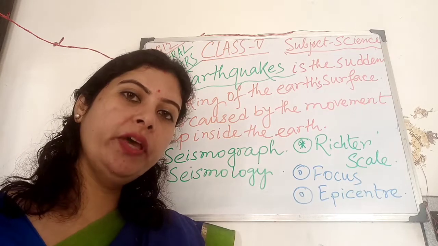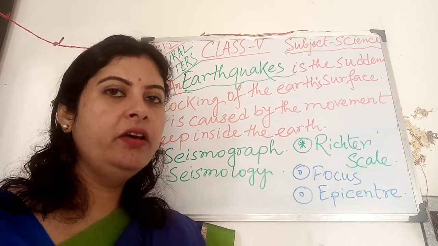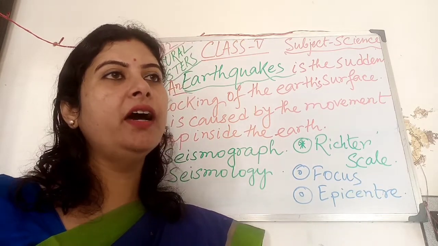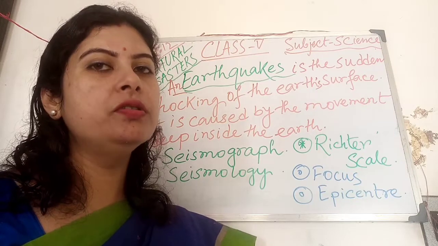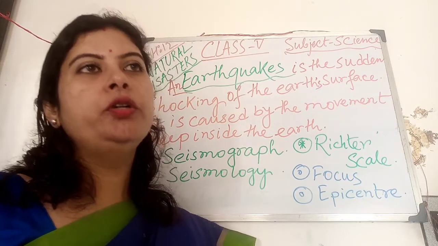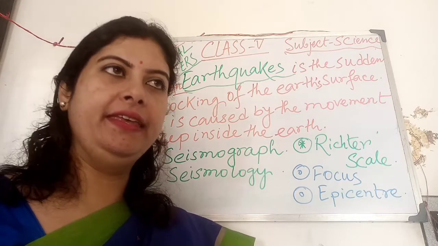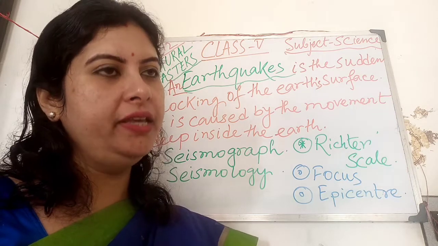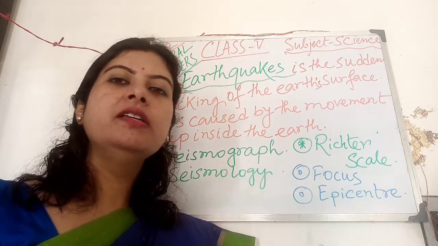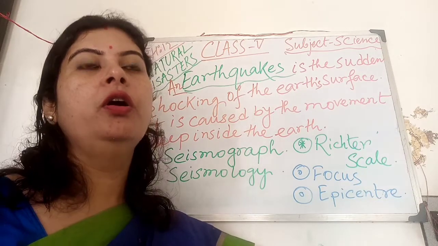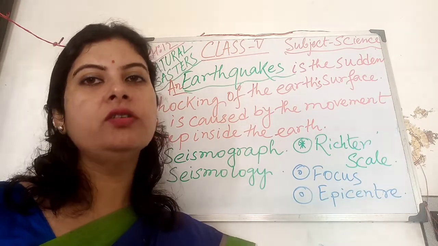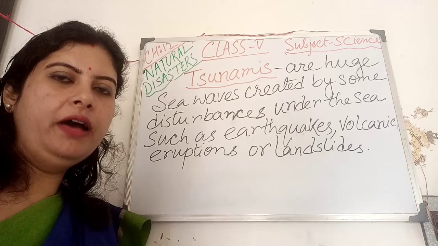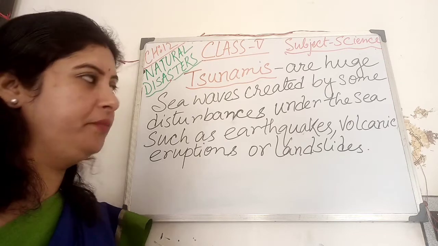Now, what are the precautions to take for an earthquake? Number 1, get out of your house or building quickly and move to an open area. Next, stay away from all tall buildings. Next, do not stay near any windows, bookcases, mirrors or fans. So these are the precautions. Clear? Now our next topic is tsunami.